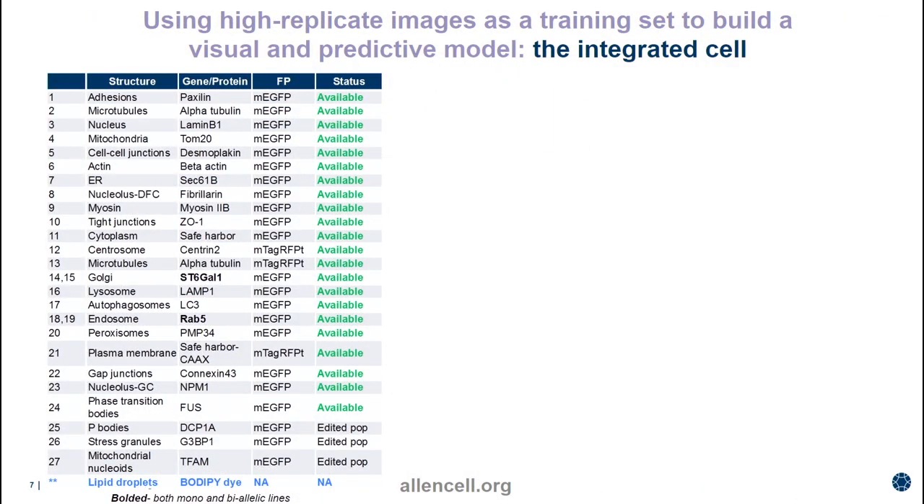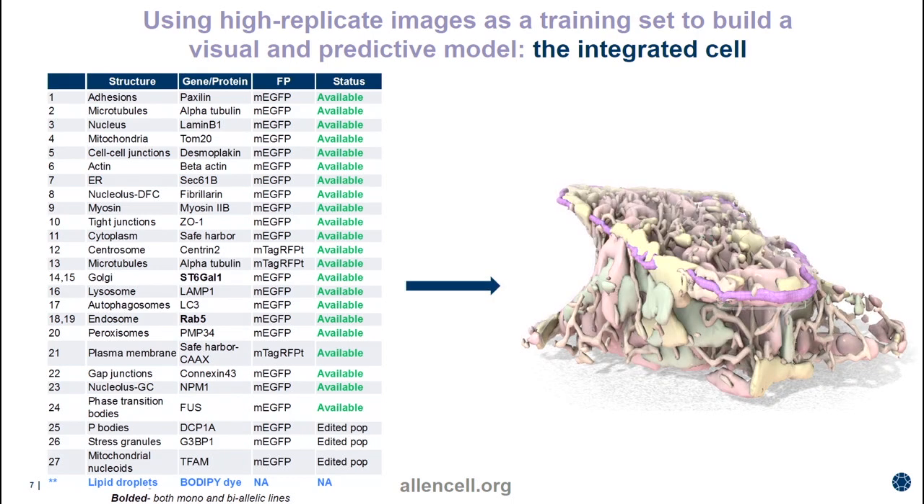We've done this approach on over 30 different structures. They're listed here. Again, as Rick mentioned earlier, everything is open source, open science here, so all of these can be found on our website, and we hope that people can use these lines. What we are using them for right now is to generate high replicate image data sets. We've been doing this with all these lines in stem cells and are starting to do this in cardiomyocytes to go towards our overall goal of building an integrated cell.